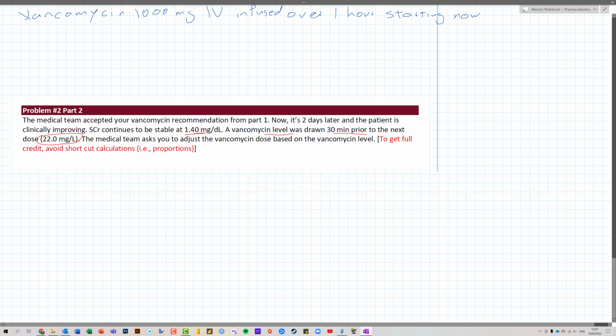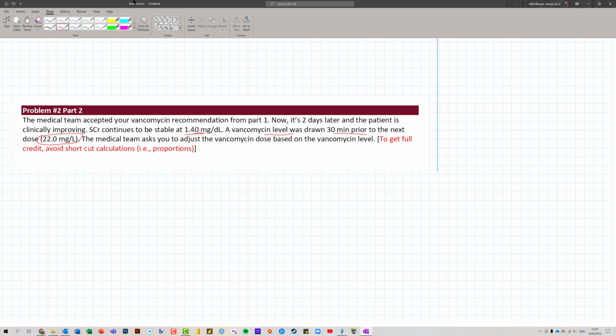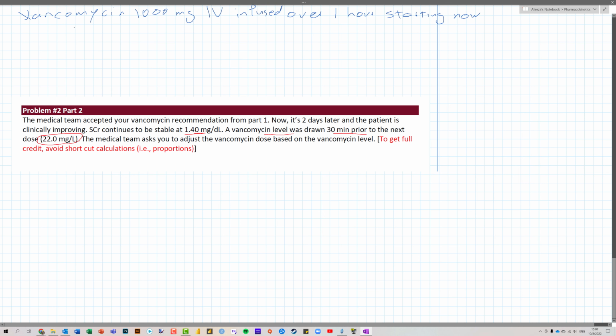Now let's do some calculations, because the medical team asks you to adjust the vancomycin dose based on the vancomycin level. So the first thing you want to do is update some of the numbers based on the level we got. What we cannot change is the volume of distribution, and we only have a single level, so we still have to use the population PK volume of distribution that we calculated in the previous part. So volume of distribution would still be 46 liters.